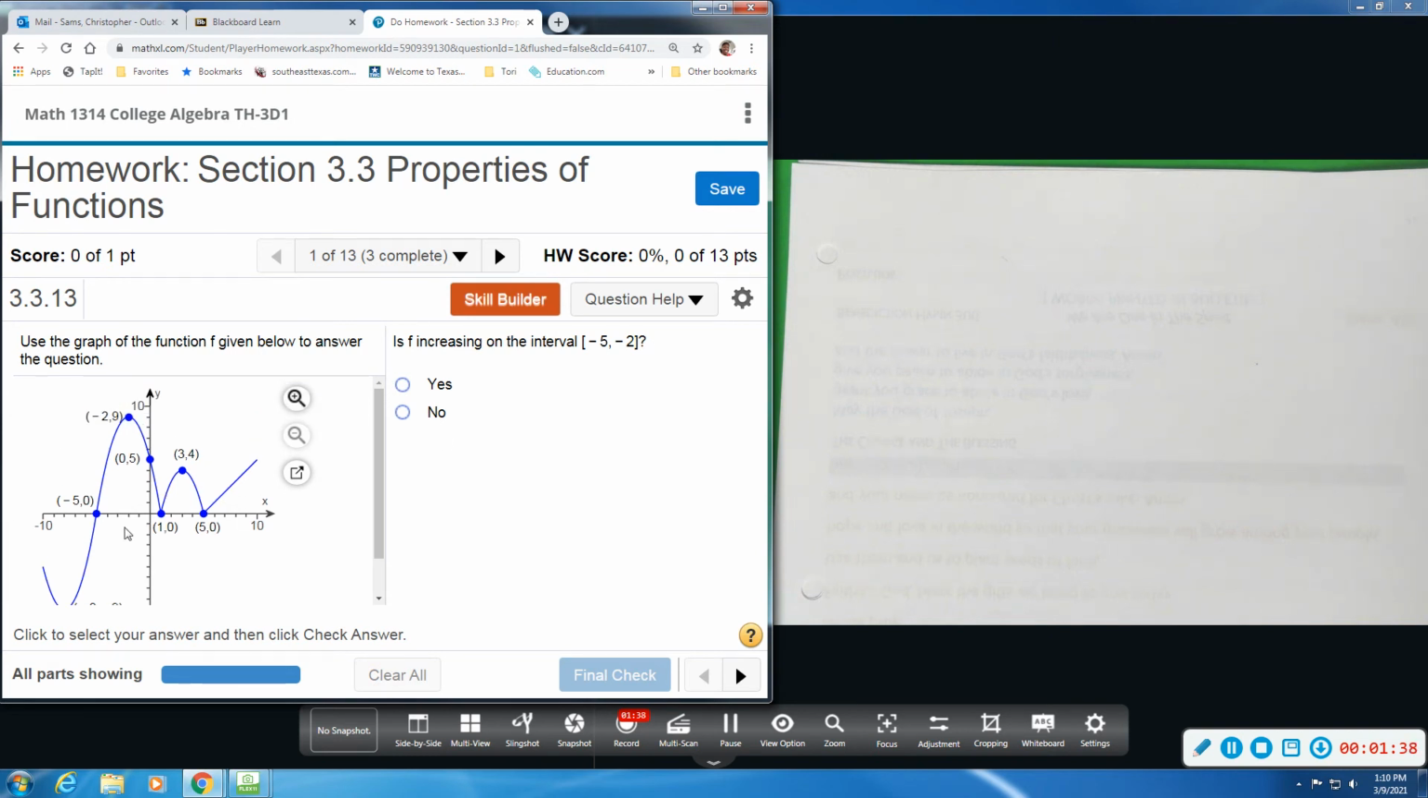Okay, so what we do, we go over here, we look at our graph. Here is x is -5, and then over here, here is the x value for -2. And this portion of the graph, the whole thing is going in an upward trend. It's increasing from -5 to -2.